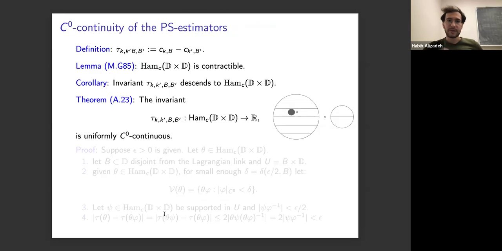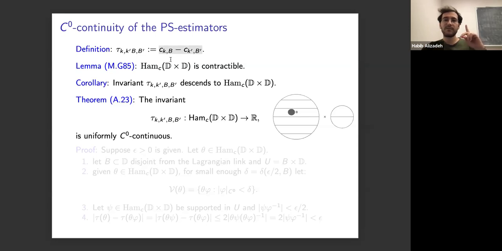So let's move on to the main result. You take 2 of these spectral estimators. I don't know if I forgot to say that these are not C0 continuous because they're defined on some special Hamiltonians which are away from the Lagrangian link. They're proportional to the Calabi invariant, and Calabi invariant is not C0 continuous. You can take a very big bump, and that's going to be C0 small, but it's going to have big Calabi invariant. The integral will be very big. But if you take a difference of 2 of these, then that's going to be C0 continuous.